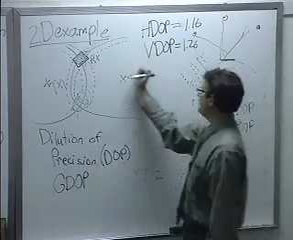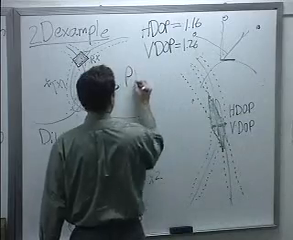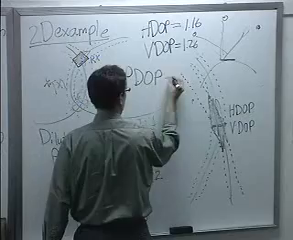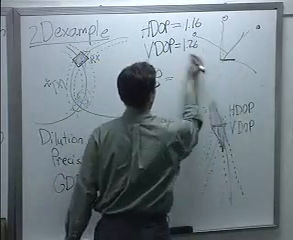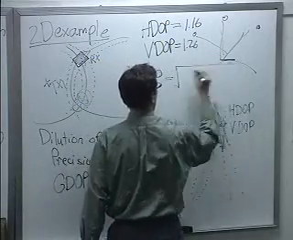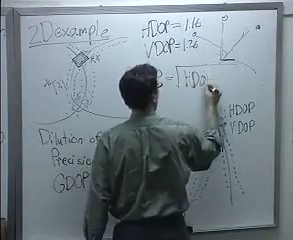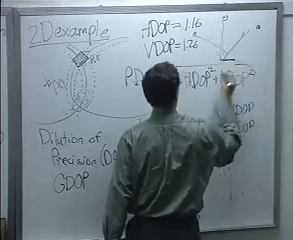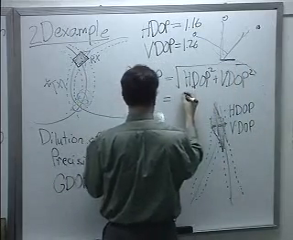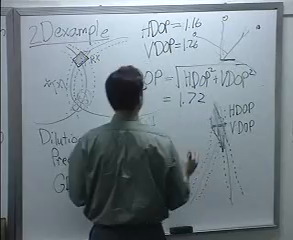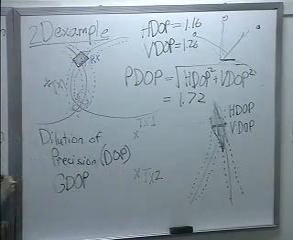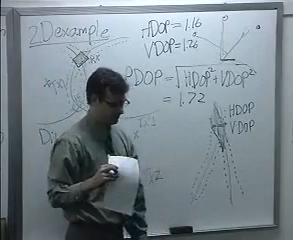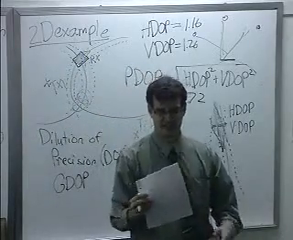And your total 3D PDOP, position dilution of precision, is really the square root of your HDOP squared plus VDOP squared, and gives you a factor of 1.72. So that's the true 3D position dilution of precision, by the fact that we don't have ideal satellites.